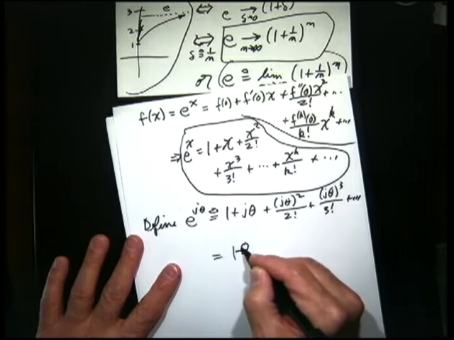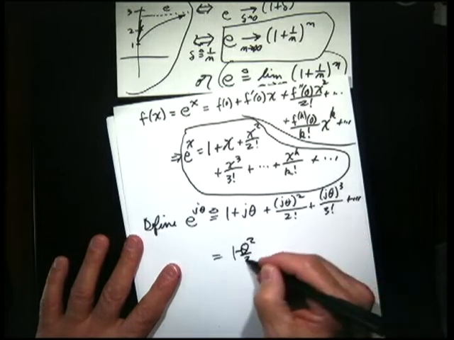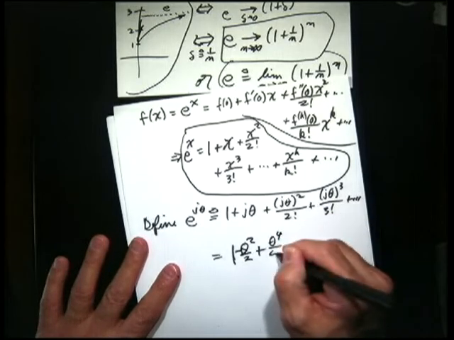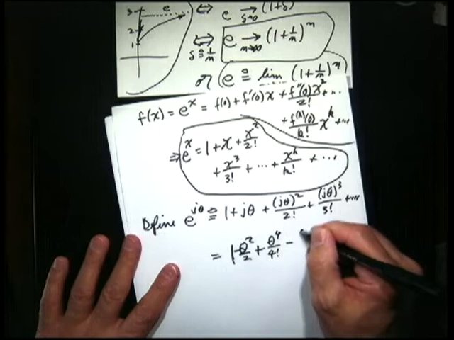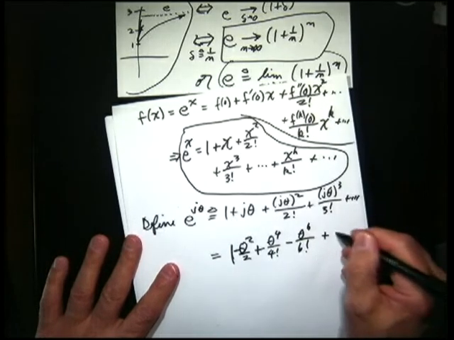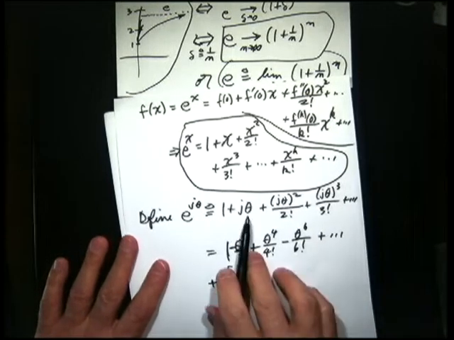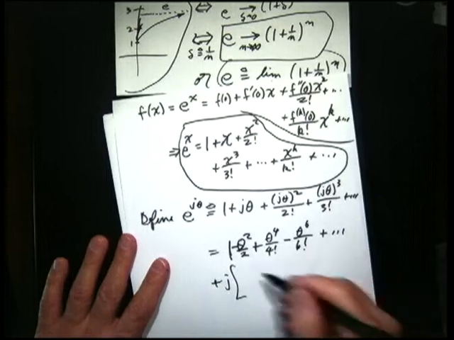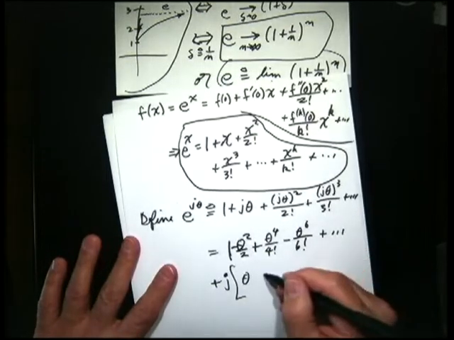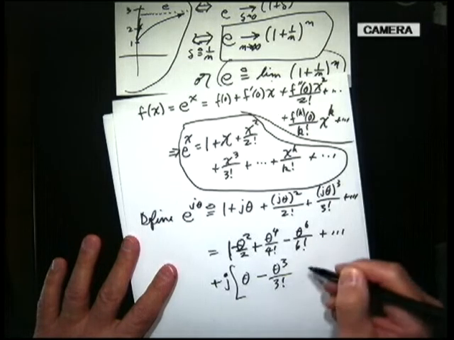So the real part will start out with 1 minus theta squared over 2, then plus theta to the 4th over 4 factorial, minus theta to the 6th over 6 factorial, and so on. And then we'll have the imaginary part, which is all the odd order powers of theta. So I'll just factor j out, and then we'll have theta, then we'll have a minus theta cubed over 3 factorial.